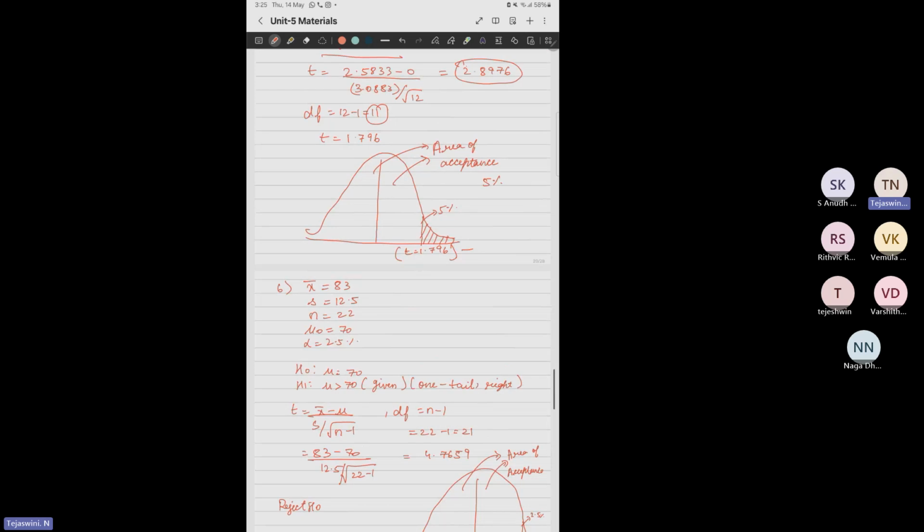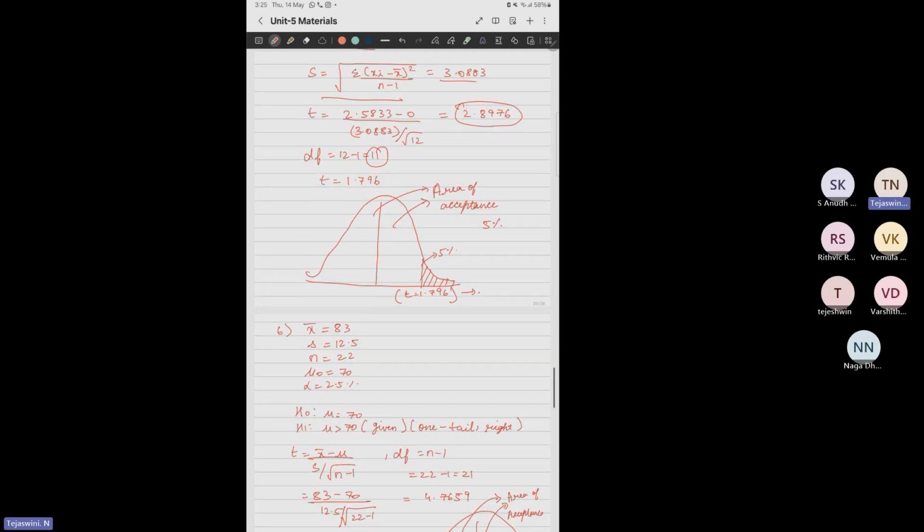The value of t will be 1.796. Since the calculated value of t, 2.8976, does not lie in the area of acceptance, we will have to reject H0 and accept H1. That is, there was a significant increase in the blood pressure while using that vaccine.